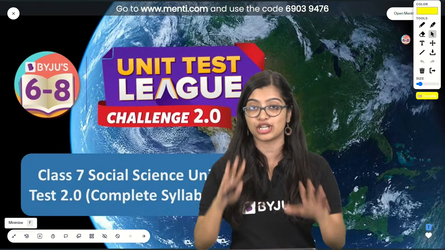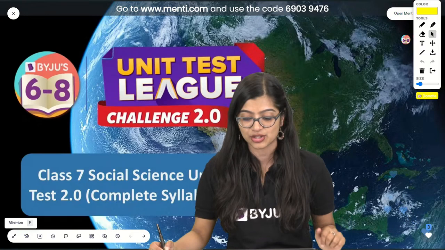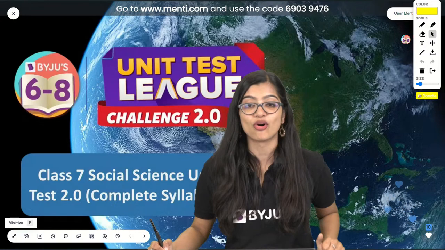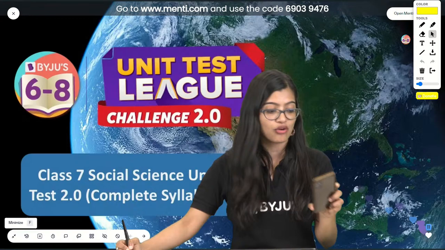So everybody, please make sure that you go to www.menti.com and type in the code 69039476, right? 69039476. Very quickly, everybody. Yes? So I can see that a good number of you are here in the live class.